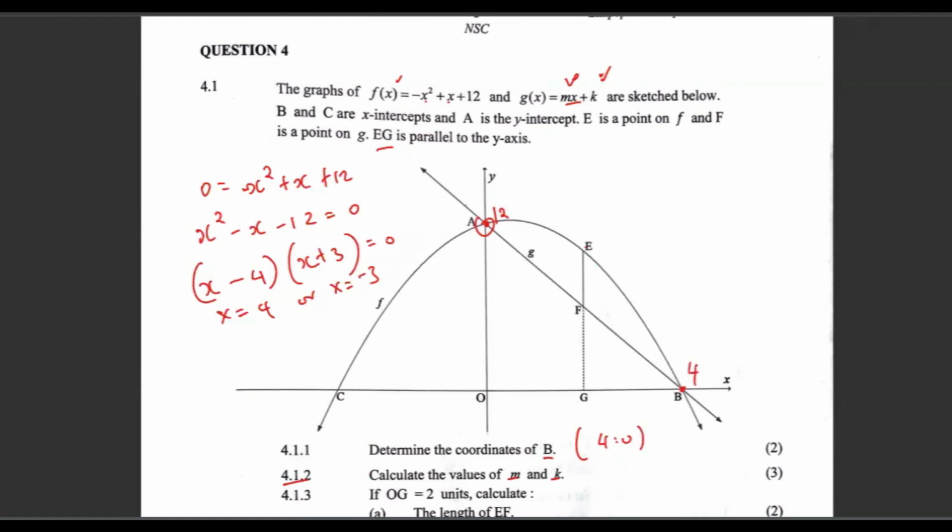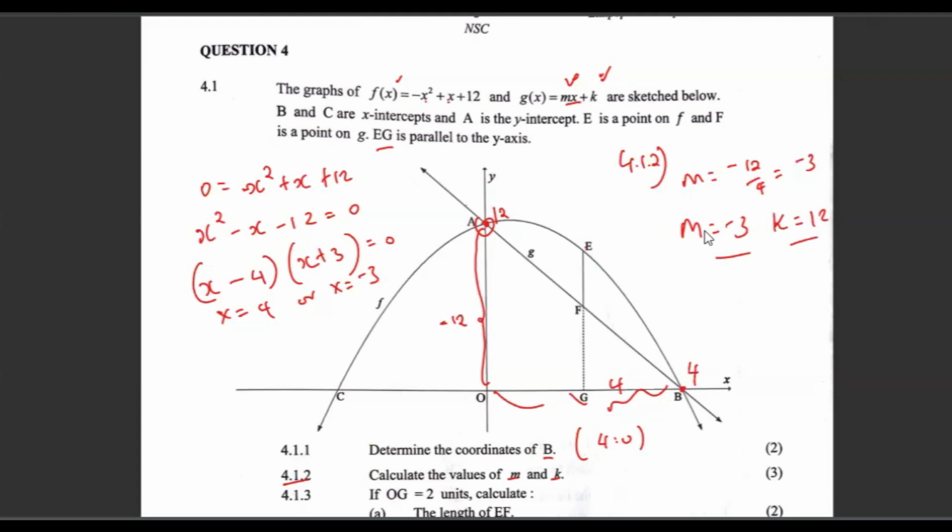We need to get the gradient. So 4.1.2, gradient will be the change in y. Okay, these are negative 12 units and then positive 4 units. So negative 12 divided by 4 gives me negative 3. Let me not even get the equation, let me just get the M. So it's saying M is negative 3, and then the K, which is the y-intercept, is a 12. So that's how you get those marks.